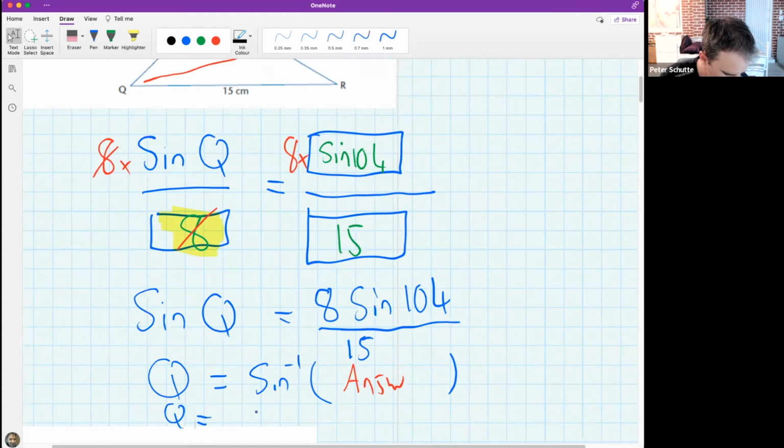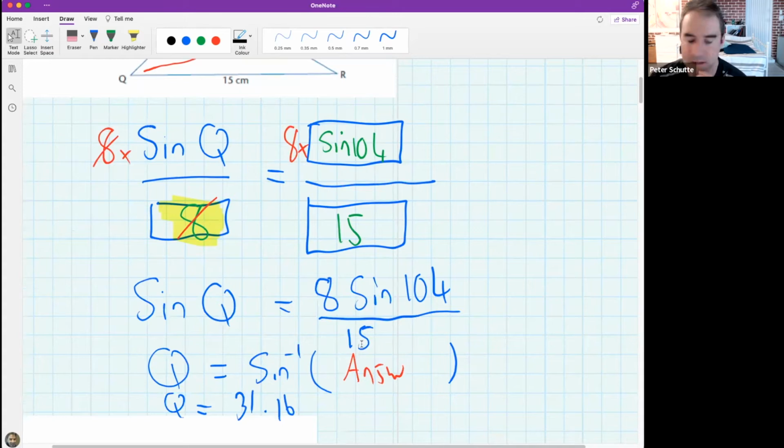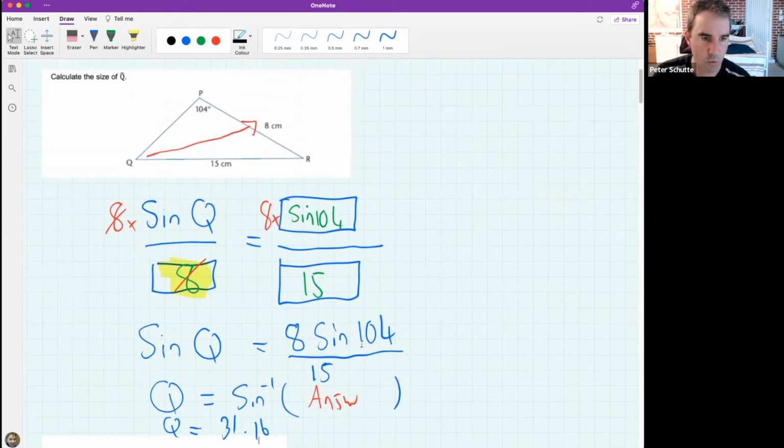And then it's going to be... and we get 31.16. Okay. So we should be getting for our answer 31.16 degrees, which, when you think about it, if this one at the top is 104, it makes sense. And this one over here, okay, let's have a quick look. Yeah, the scale is not perfect, but that is in the realm of possibility.